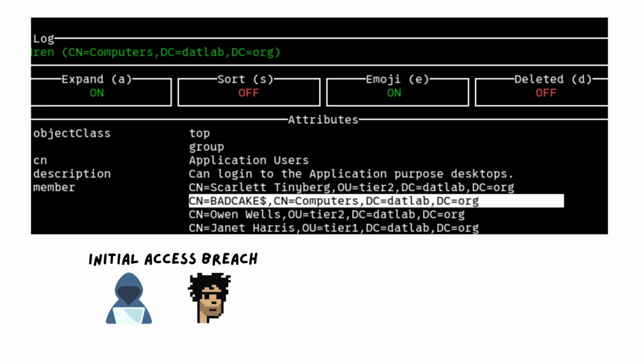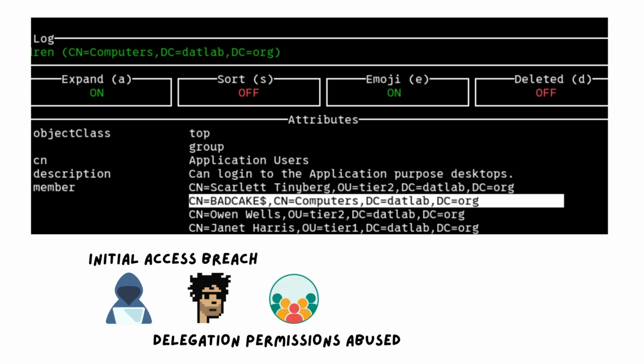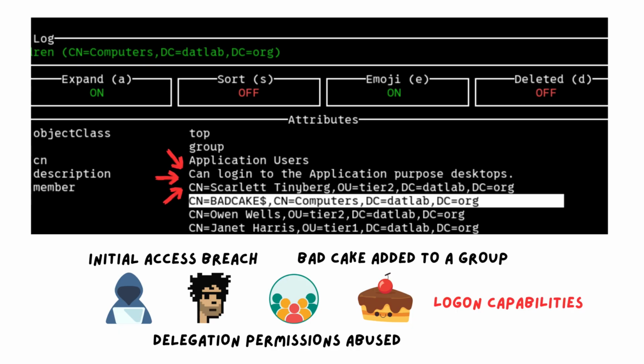Threat actor breaches Owen. Owen's managedBy delegation is abused. The bad cake object is added to the application users group. I see there in the description, this group has some login capabilities. Correct.